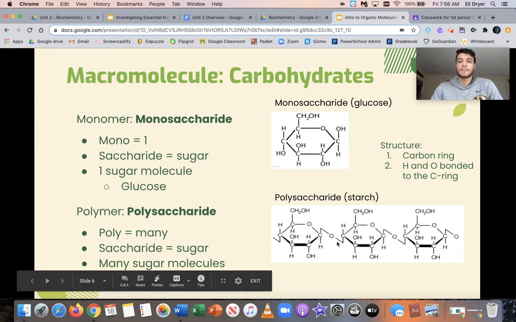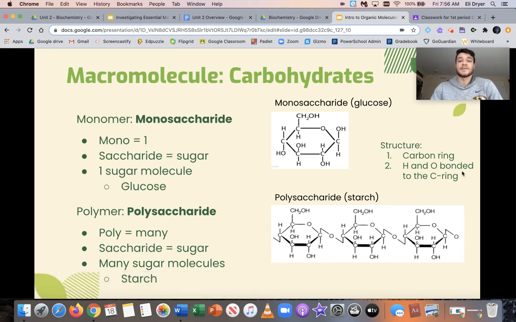That's it. The last thing I want to point out for this slide is that the structure of carbohydrates is always going to be the same. So you're always going to have a carbon ring. This is a carbon ring. It's a ring shape made of carbons. And that ring is always going to have hydrogens and oxygens bonded to it. That's it. That's how you recognize what a carbohydrate looks like.